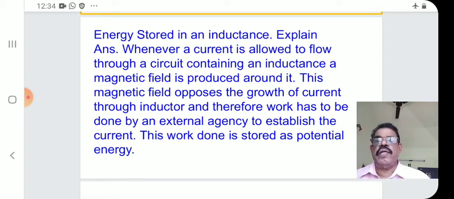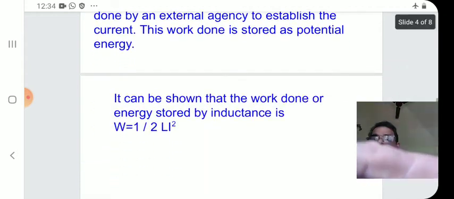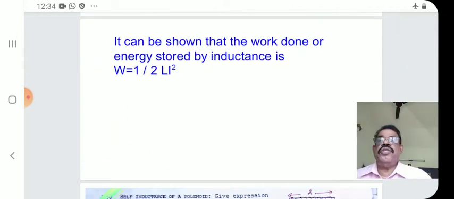That is called energy stored in an inductance. And it has an equation. This equation can be mathematically shown, but we need not show it, we just remember the equation. It can be shown that the work done or energy stored by an inductance is W equals half, you read it as 1/2 L I square, where L is the inductance, self-inductance, and I is the current through the coil. This is the expression for work done or energy stored in an inductance, and this relation is similar to the equation for kinetic energy, that is half m v square.